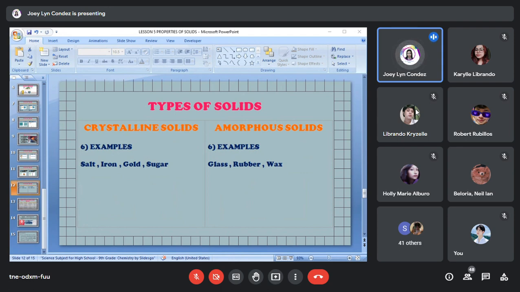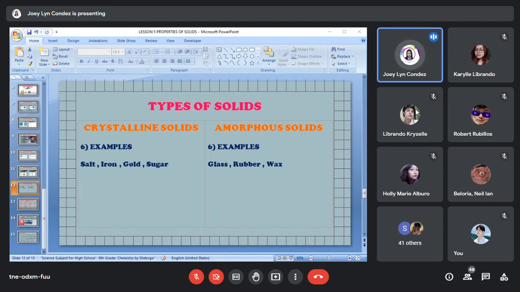Amorphous solids, we have glass. Some of these substances can be stretched, like rubber, wax, and plastics. Cotton candy is also an example of an amorphous solid. Most of these substances are soft, but again, the arrangement of their particles is irregular and they do not have a crystallized structure, a crystallized lattice, compared to crystalline solids.